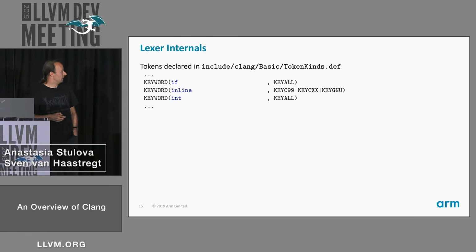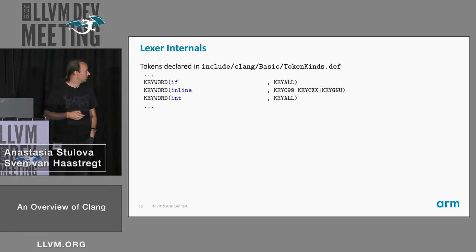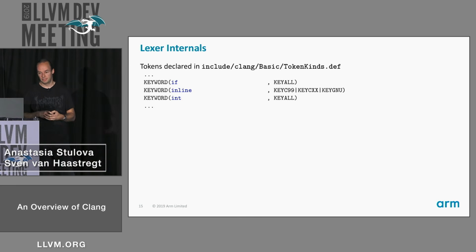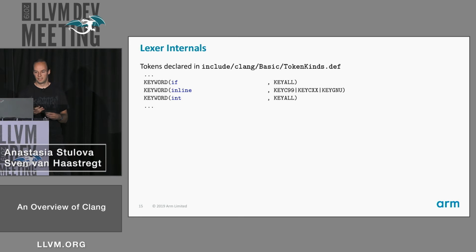A little bit about the internals. All the different tokens that are available are declared in TokenKinds.def. Here you see a couple: we've got if, inline, and int. They're all keywords in C languages except for inline, because here you say inline is only defined for C99, for C++, and for GNU extension modes. And the keyword is not available in any other language modes.